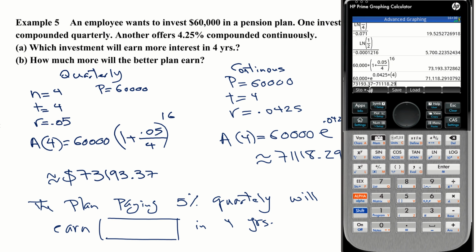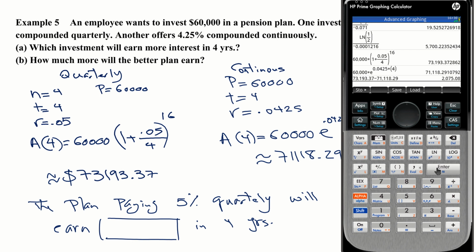Take a 5-second check. 73,193.37 and 71,118.29. Okay, so there it is. So it'll pay $2,075, approximately that much more in 4 years. Okay, so obviously you're going to go with the 5% compounded quarterly option.